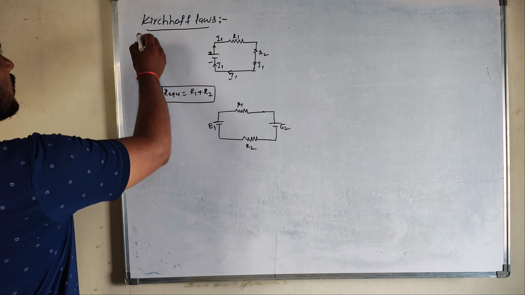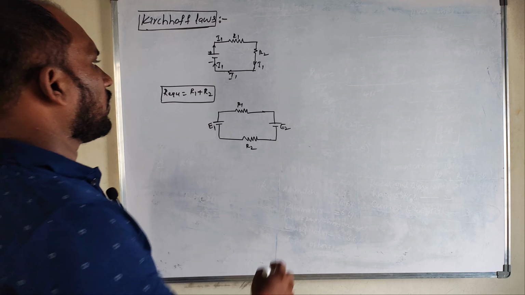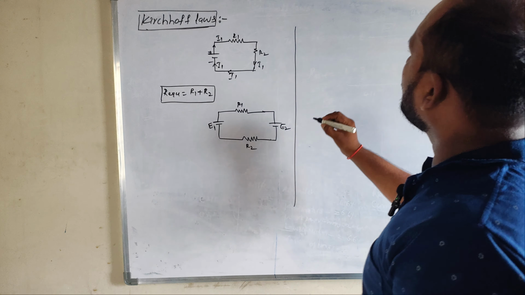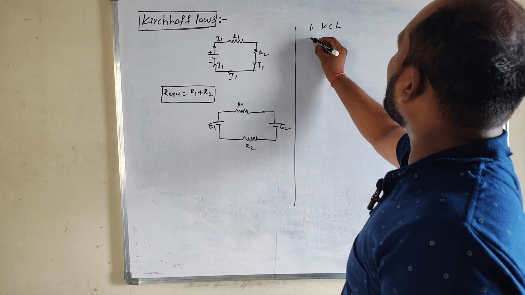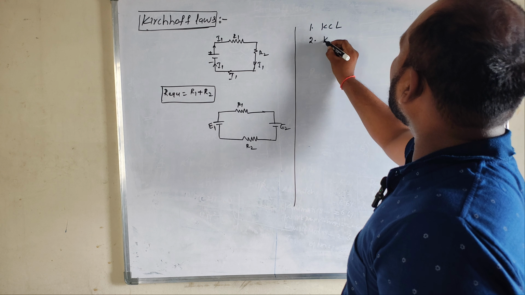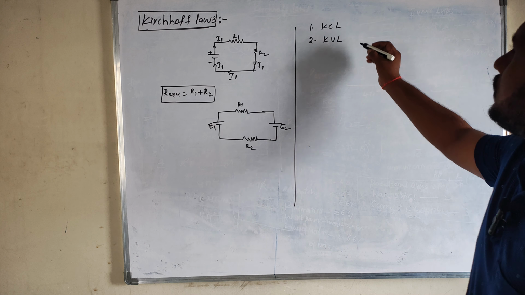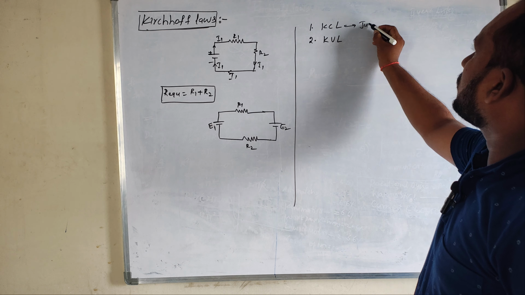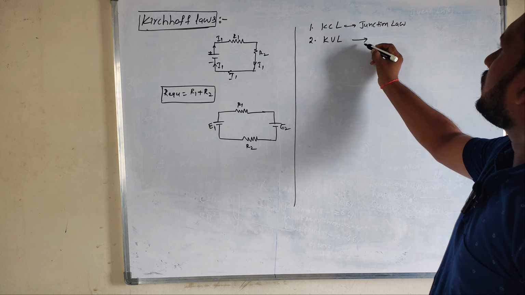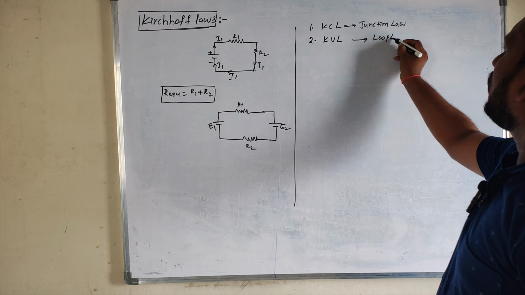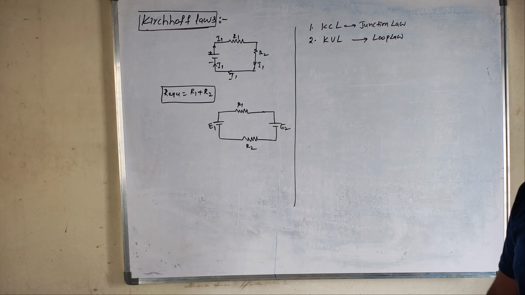The answer for this is Kirchhoff laws. Generally, we have two types of Kirchhoff laws. The first one is KCL, that is Kirchhoff current law, and the second one is KVL, Kirchhoff voltage law. KCL is also called the junction law, and KVL is also called the loop law.